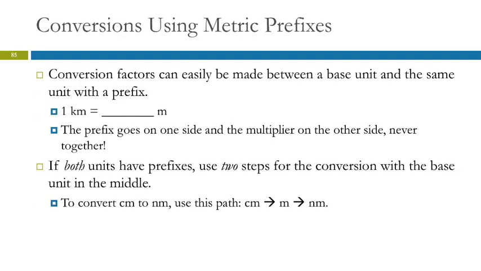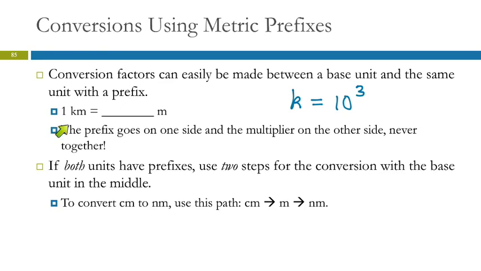Okay, let's look at how to do unit conversions with metric units. So we can make conversion factors very easily between a base unit, that would be like meters or grams or liters, and the same unit that has a prefix in front of it. So here we've got 1 kilometer, and here we have just meter. So this one has a prefix, this one doesn't. So what we need is something from that list of memorization stuff. Kilo stands for 10 to the what? 10 to the 3.